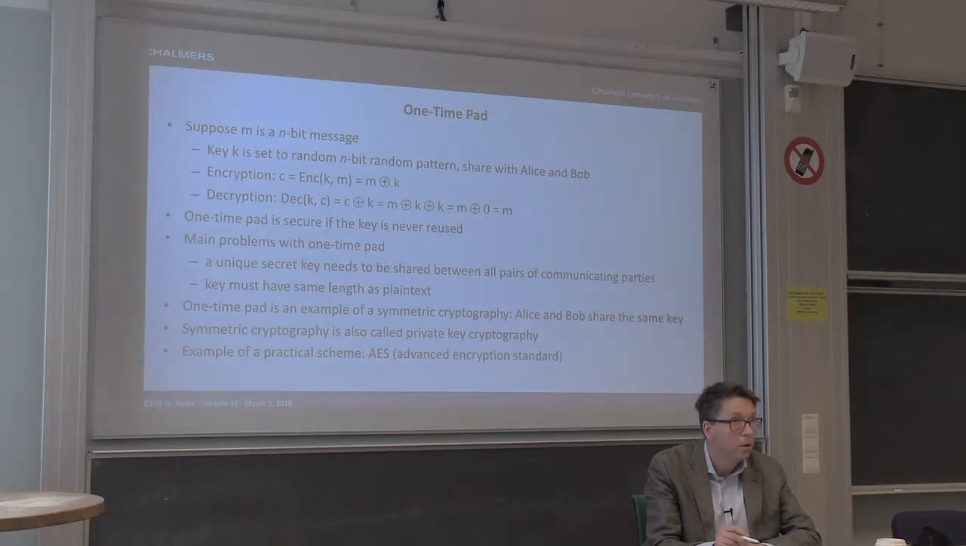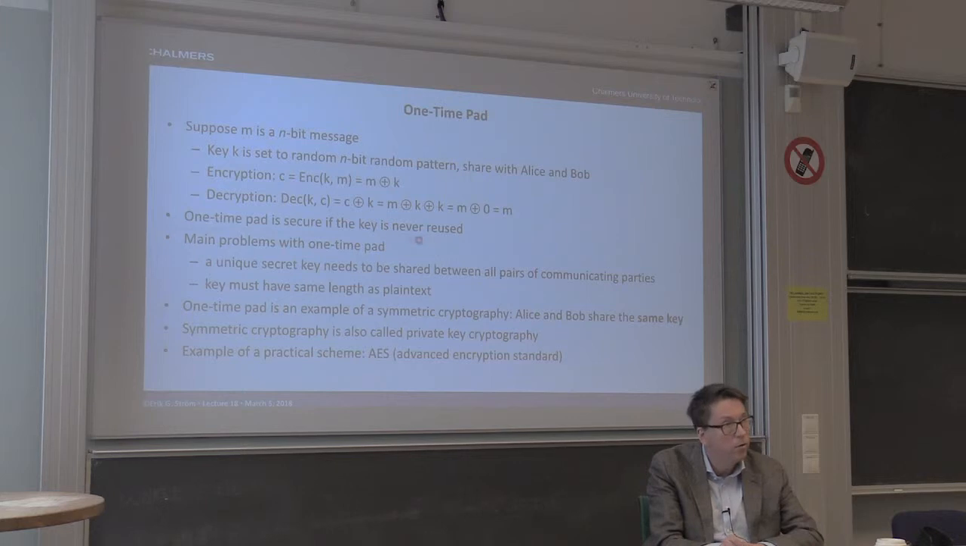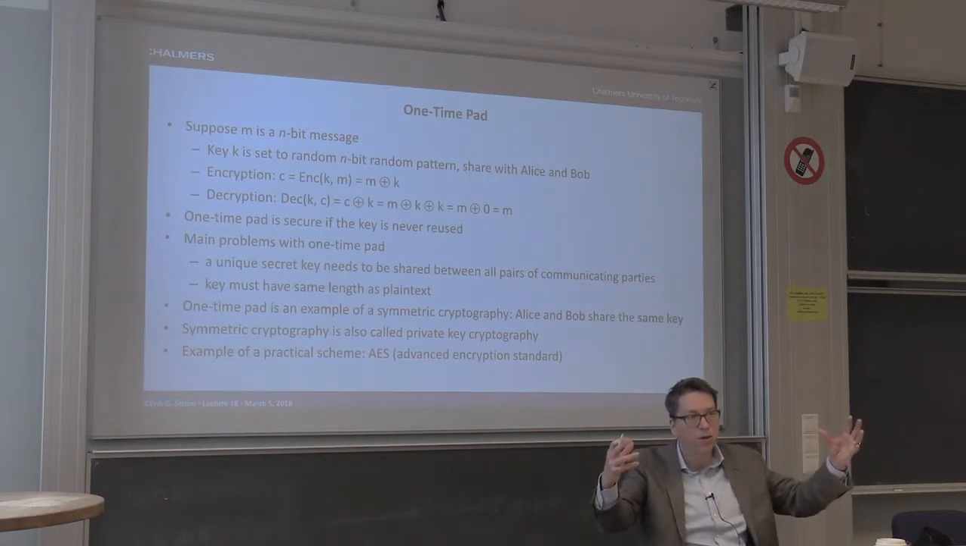And completely secure. So why is this not used? It is because the one-time pad is secure if and only if the key is never reused. So for each new message M, we need a new key. The problem is that we need a unique secret key, shared between Alice and Bob, which has as many bits as the message that we want to transmit.